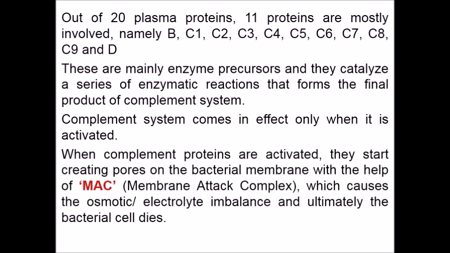When complement proteins are activated, they start creating pores on the microbe membrane with the help of the membrane attack complex, which causes osmotic or electrolytic imbalance and ultimately the microbe cell dies.